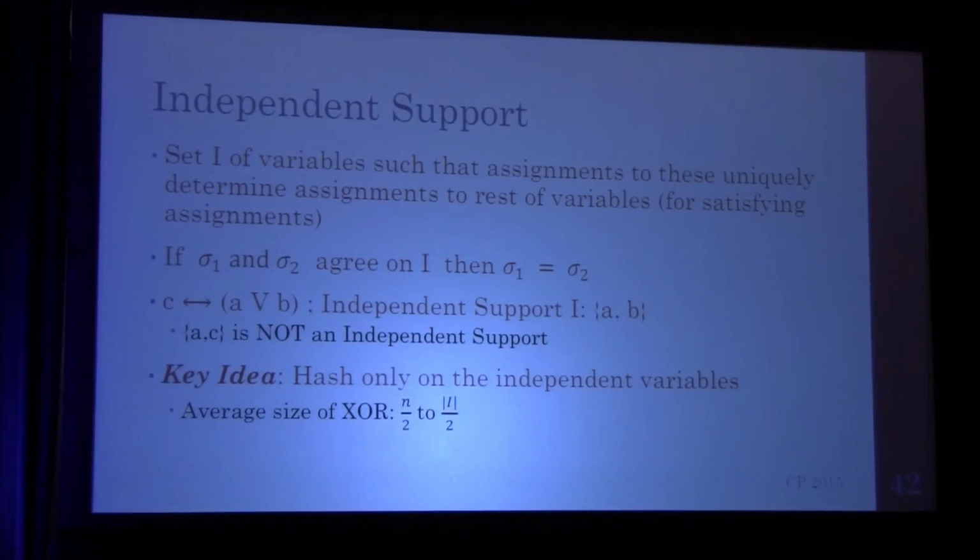The other approach has been what we call independent support. So there the observation is, well, not every variable is important in the formula. If two solutions agree on a subset of variables, which we define as the independent support, then they must be equal on the rest of the variables. Suppose we were encoding something like C is A or B, then if we know the values of A and B, we can know the value of C. And the key idea there is that we have to hash only on the independent variables. So the average size of XOR gets reduced from n by 2 to the size of independent support.